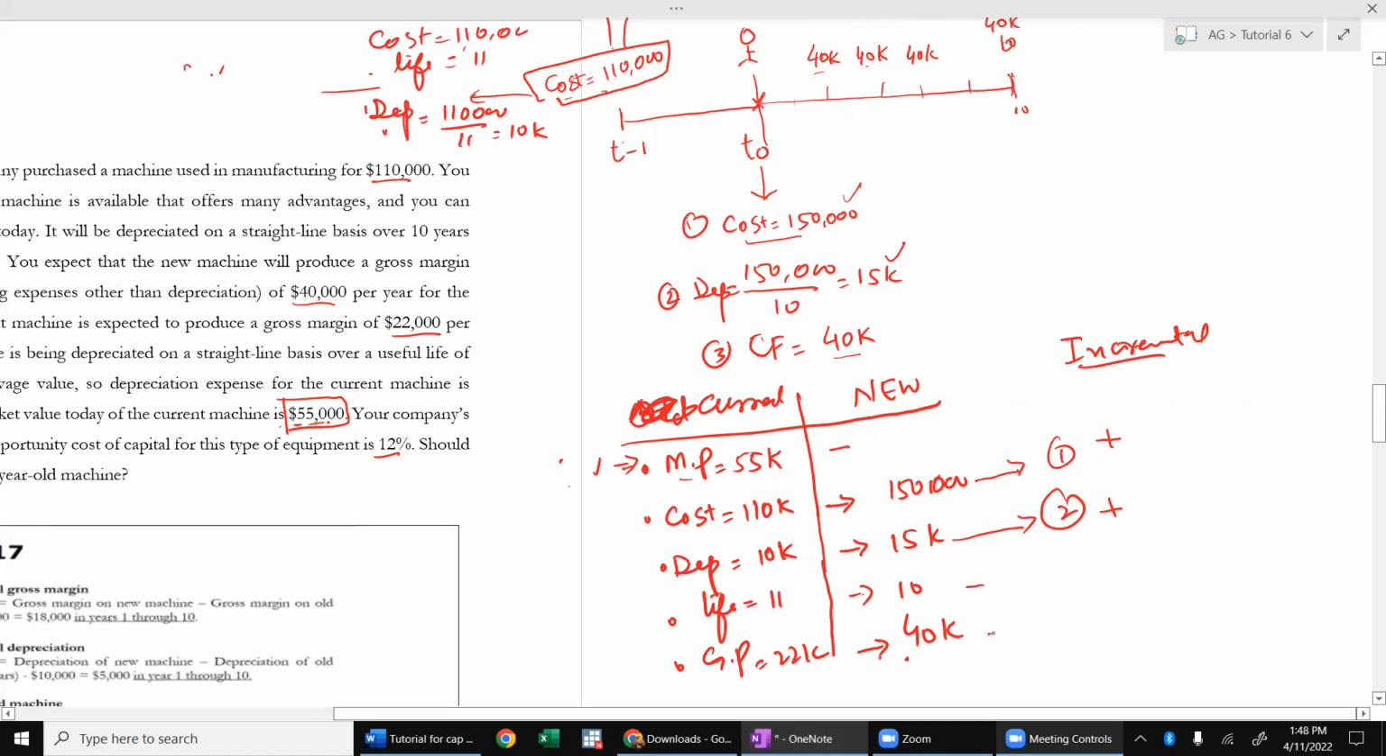And how about the gross profit? Are we getting higher gross profit? Yes, we are getting more gross profit. Okay. So it means that there are three components that should be changed. One is cost, and then depreciation, and then gross profit. So these parts will be changed. And then there is another piece of information that you should take care of every time you see a question.